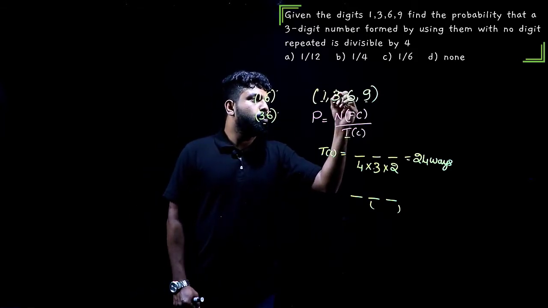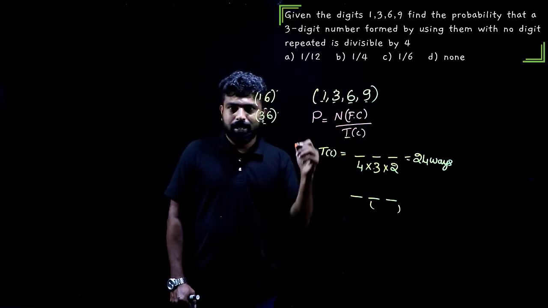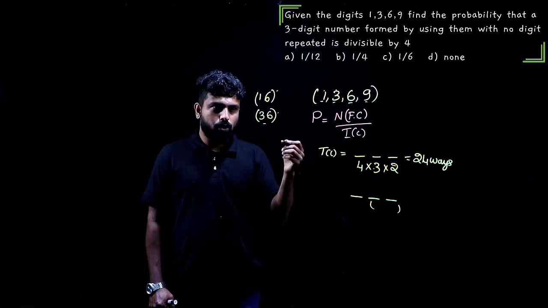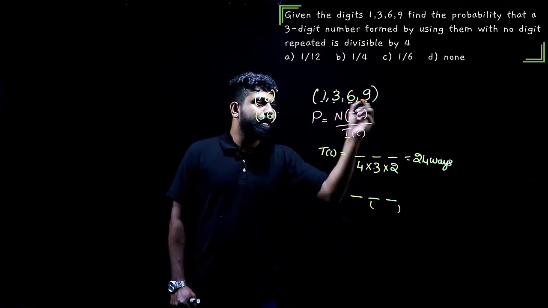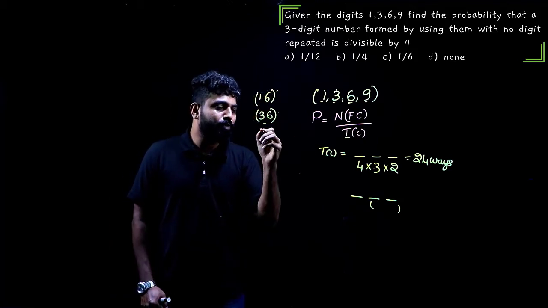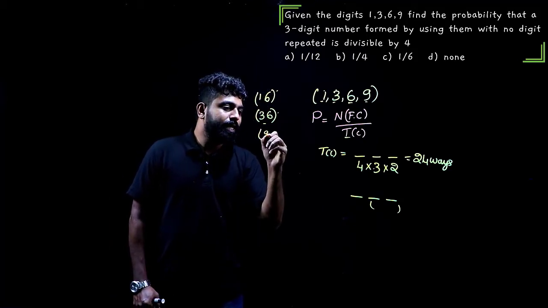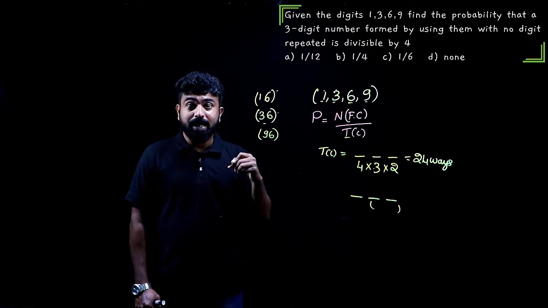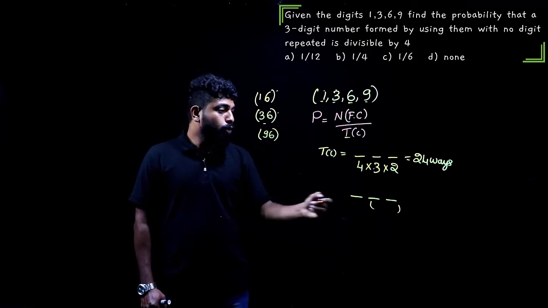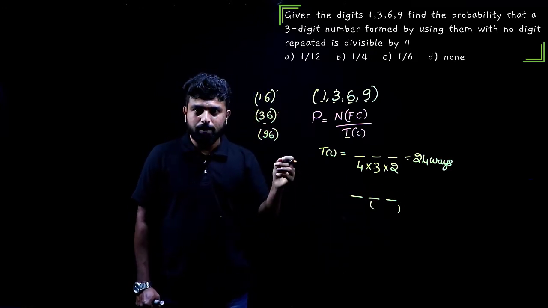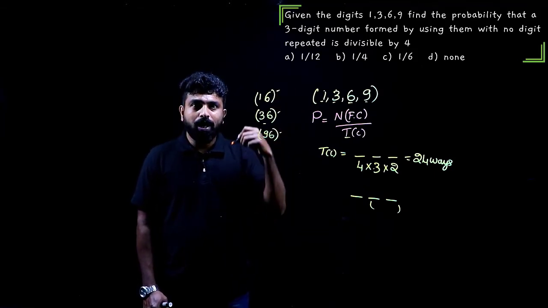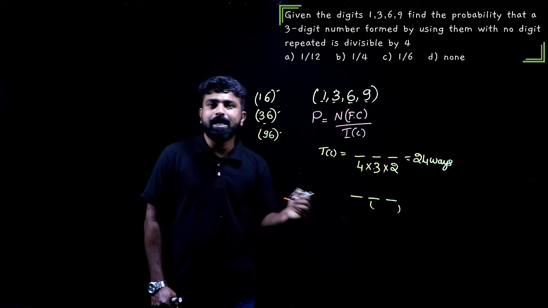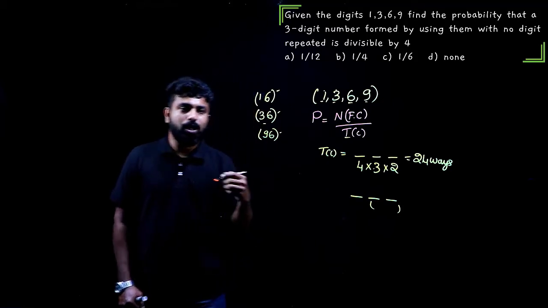Next, let me move on to the next term. 39. Is 39 divisible by 4? No, so I can't be using 39. Similarly, if I start combining them, I can only get one more term, which is nothing but 96. 96 is divisible by 4. When the last two digits of my 3-digit number are either 16, 36 or 96, only then the 3-digit number will be divisible by 4.